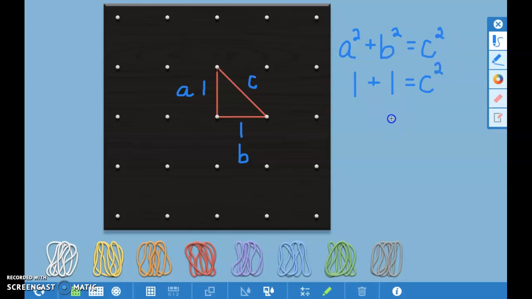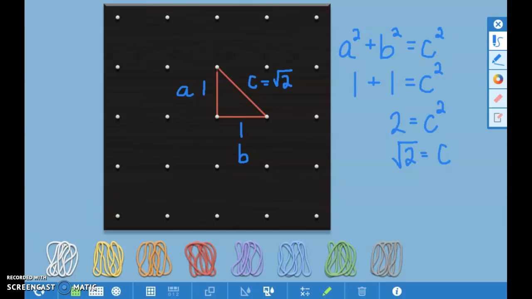So 1 plus 1 is 2. 2 is equal to c squared. And that means that c is going to be equal to the square root of 2. The square root of 2 is a little bit more than 1, so it's not exactly 1.